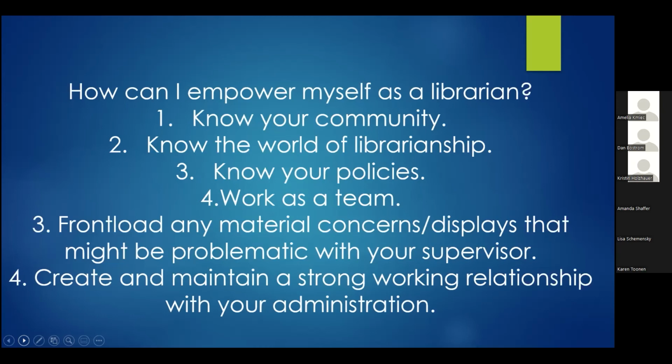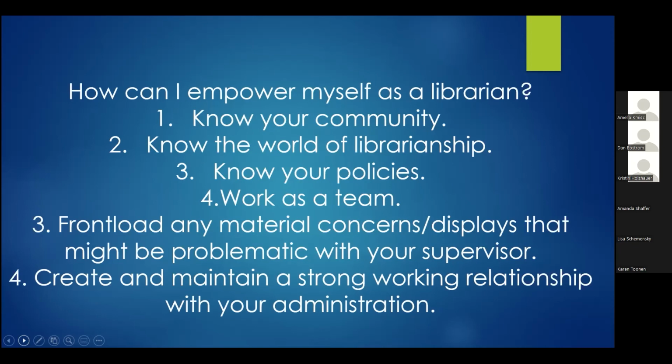Front load any material, concerns, or displays that you might have an issue with with your supervisor. It's not a bad thing to run them by. There's safety in numbers, which Kristin also detailed. Also create and maintain a strong working relationship with your administration. I talk to my library director all of the time. I wanted her to be aware of what I'm doing and also what's going on, especially with a different concern. So hopefully this helps you a little bit in dealing with book challenges.